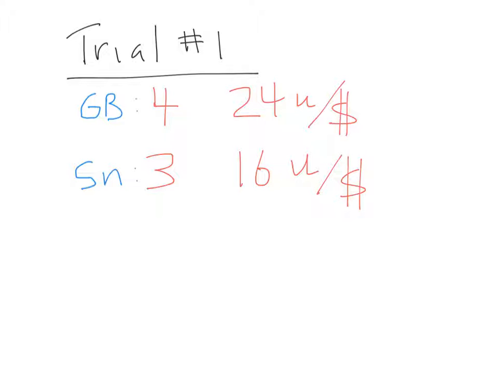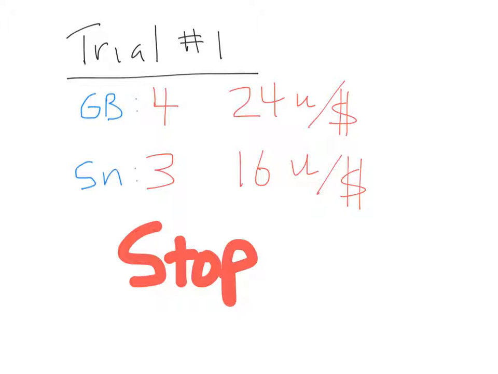So here's your challenge. Stop the video and see if you can do better than Michael just did. See if you can find the combination of granola bars and Snickers that will correctly implement the rational spending rule.